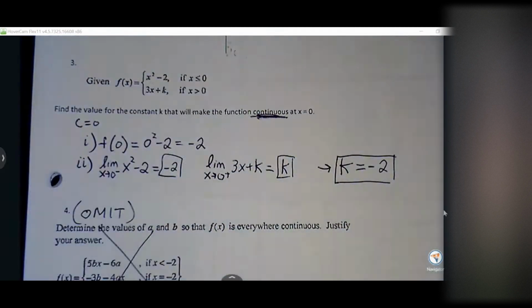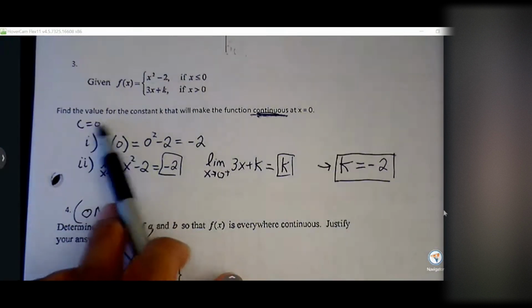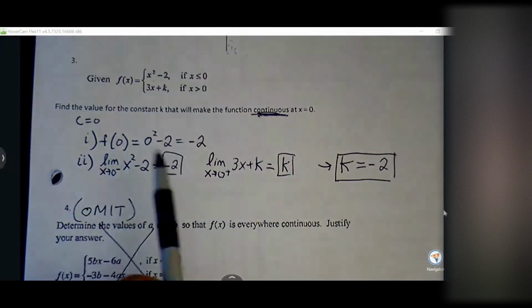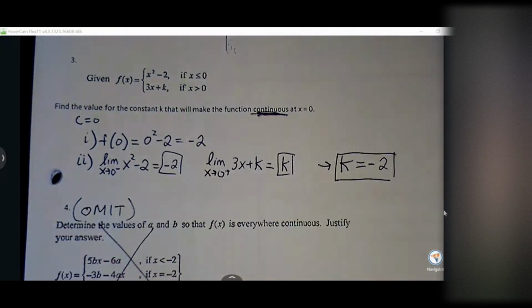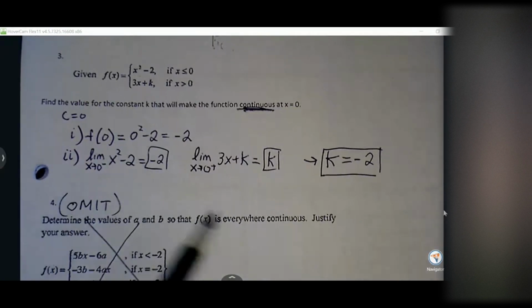And as soon as we solve for whatever we're looking for, we can stop, right? We don't have to go any further. It just says find the value for the constant k. And I like the idea of just stepping through the same process every time, and we can find whatever we're looking for just by going through. So we're allowed to just say k equals negative 2 and be done. It's not asking for justification, so just go through your steps. Okay, we're going to omit number 4, number 5.